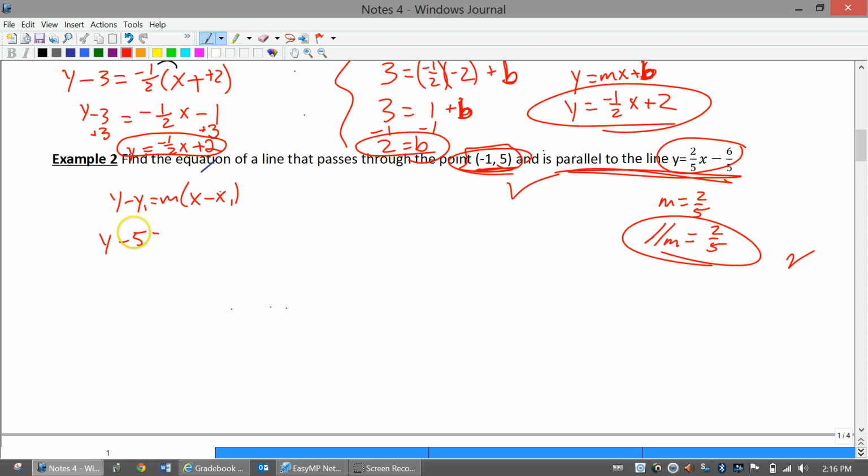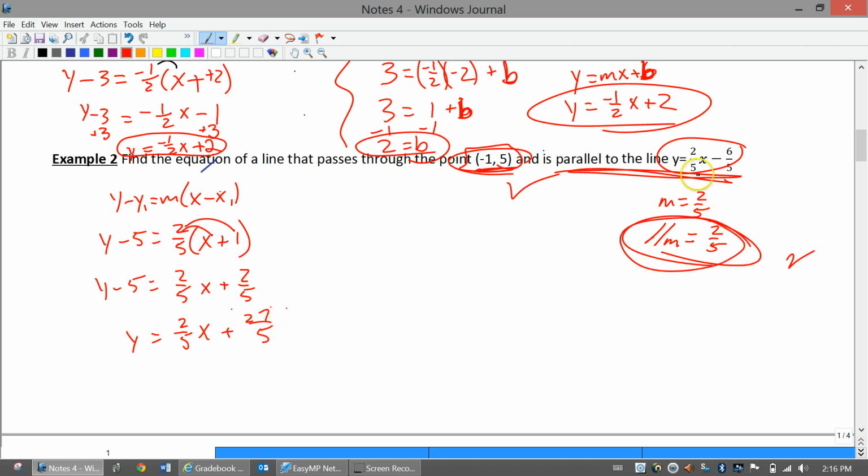We put in the slope and the point that is on that line, and we generate the equation for the rest of the points. Add 5 to both sides. 2/5 times 1. We get 2/5 from looking at the parallel slope to this line. Okay, and parallel lines have the same slope. So that's our equation that way.